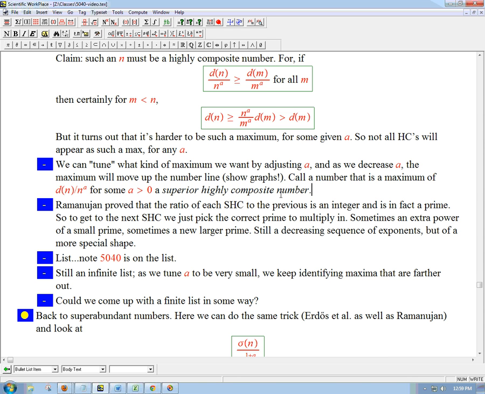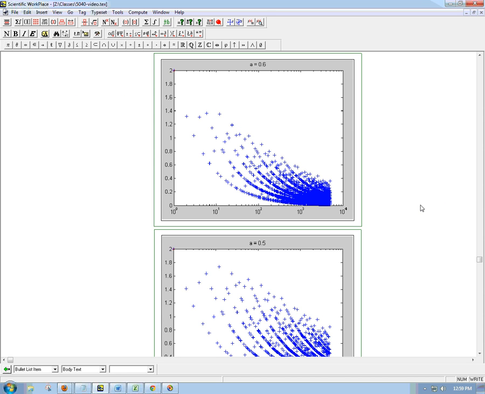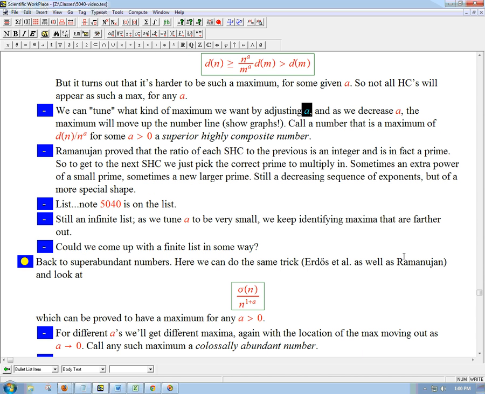These guys are pretty special. There is an infinite number of them. As we tune A smaller and smaller to 0.1, 0.01, 0.001, you're going to keep changing where that maximum is. Remember that maximum moving here to here to here, moving out to the right, and it's never going to stop moving. So there is an infinite number of these guys.